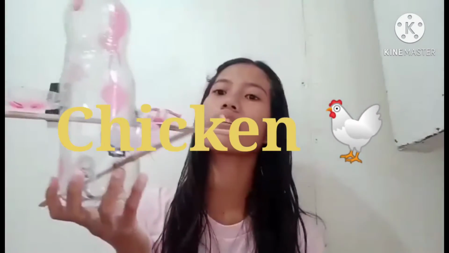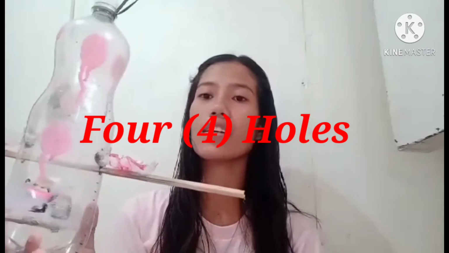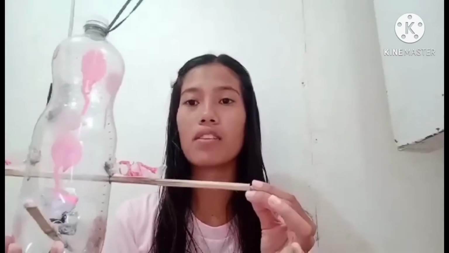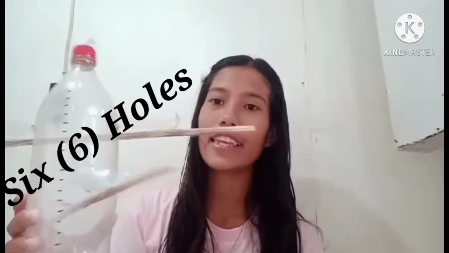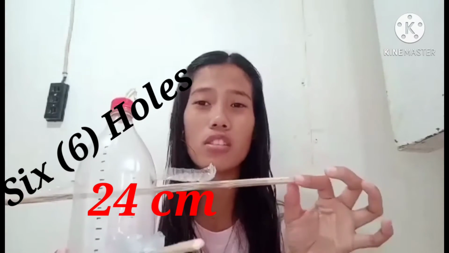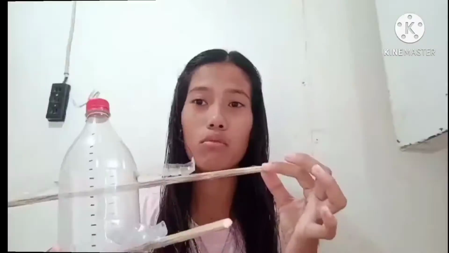The first one is with 4 holes, where the food must be at 24 cm to go past the last hole. The second one is with 6 holes, where the food must also be at 24 cm to go past the last hole.